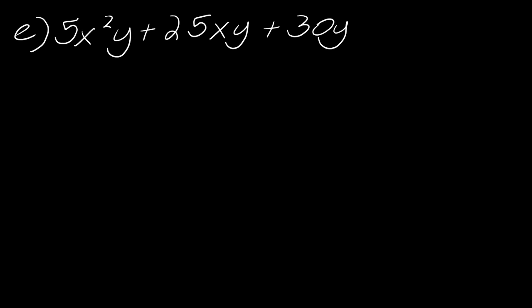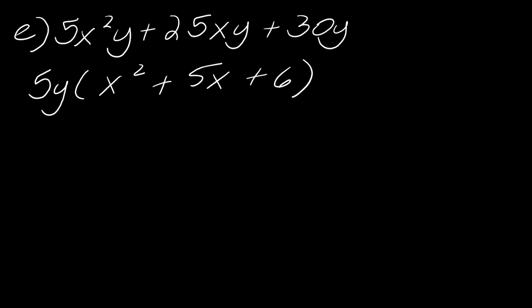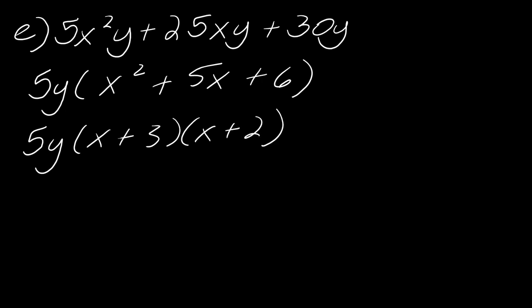So moving on to this last one. Again, I'd strongly recommend that you pause for a second just to see if you can get it, and then hit play when you're ready. So I notice the first thing I can do is factor out 5y, which is going to leave me with x squared plus 5x plus 6, and then that can totally be factored. So the 5y stays in the front, and this is going to be x plus 3 times x plus 2. So that's all we have to do for that one.